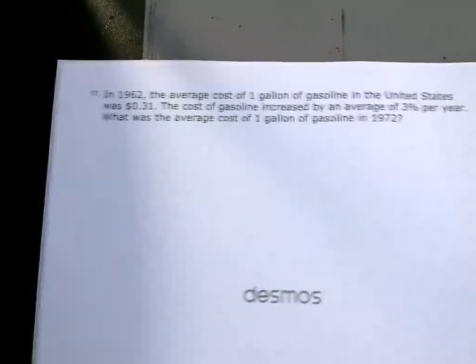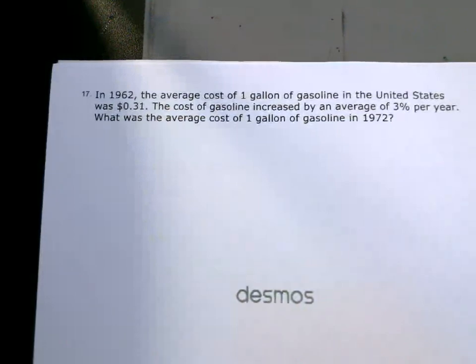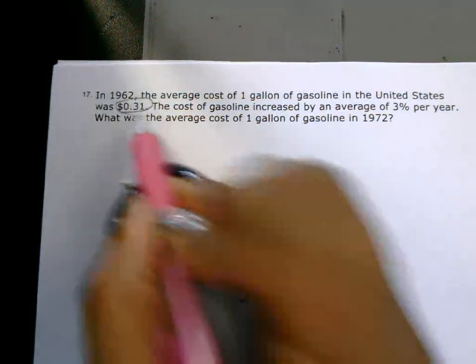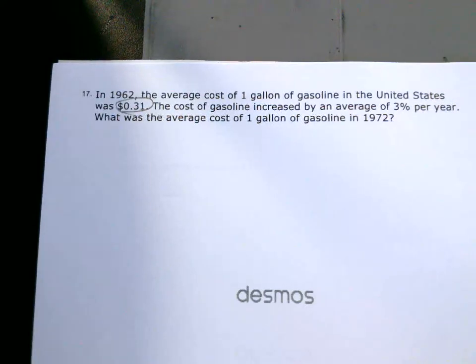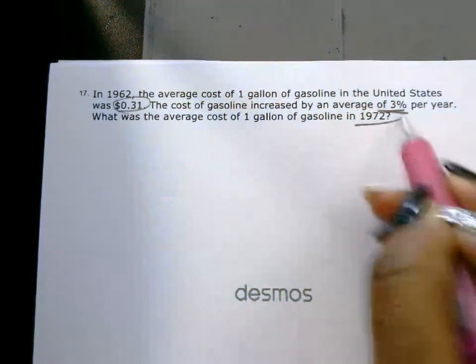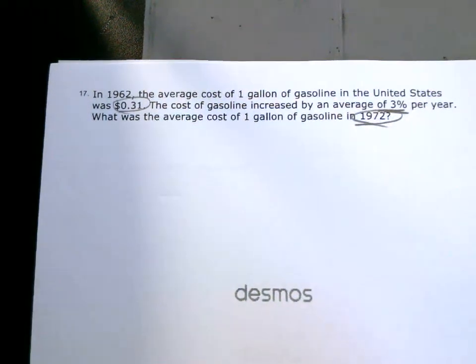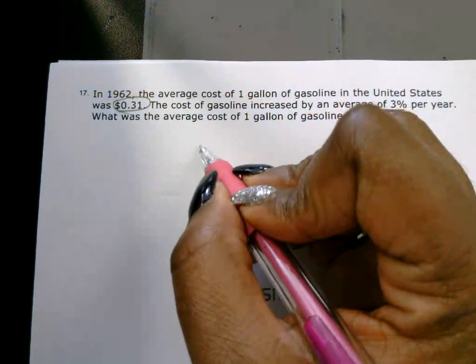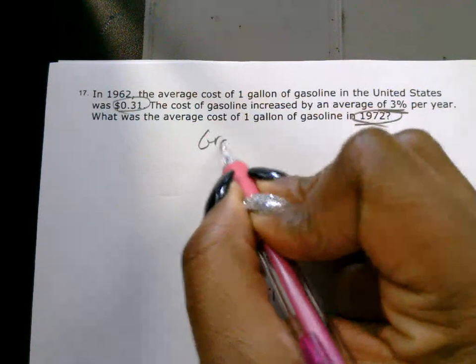Okay. All right. In 1962, the average cost of a gallon of gas in the United States is 31 cents. Okay, 31 cents. Ooh, I wish. The cost of gasoline has increased 3% every single year. What is the average gallon of gas in this year? So look, this is increasing by a percent. So this is exponential growth. What's the formula for exponential growth?